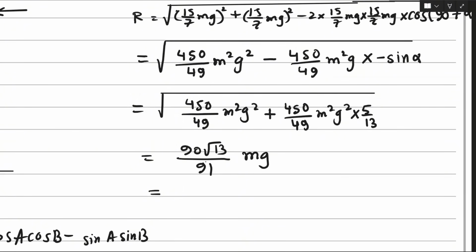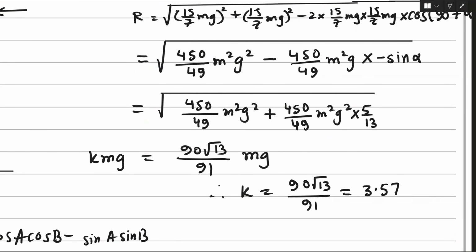and we have from the question the resultant force. We know from the question that the resultant force was given. We already know the resultant force was given as kmg, and this is from the question. So we can now compare these two values, and we see that k is equal to 90 root 13 by 91. We can also write this as 3.57 in decimals. So this is our answer to part C.